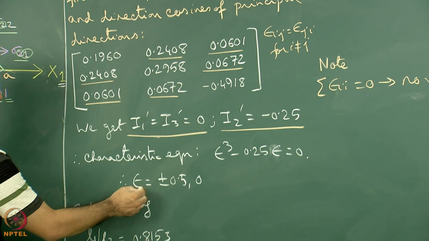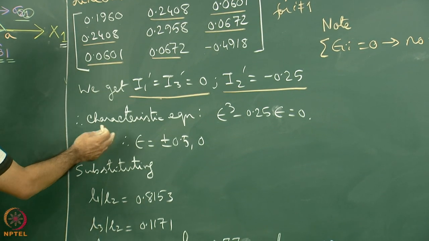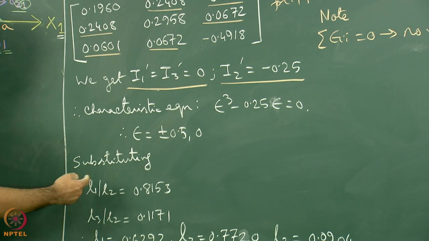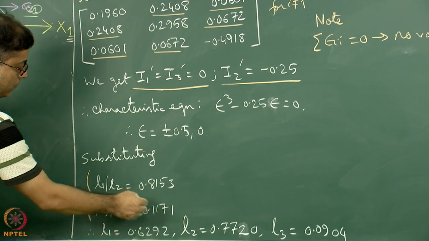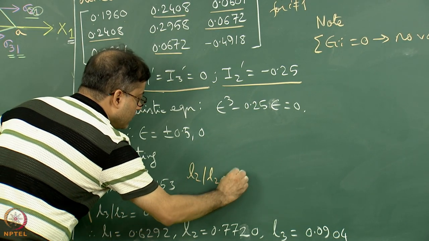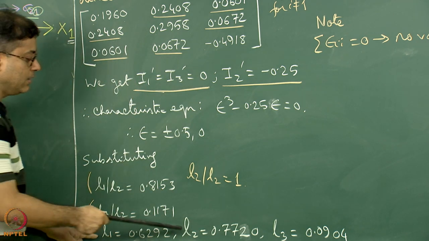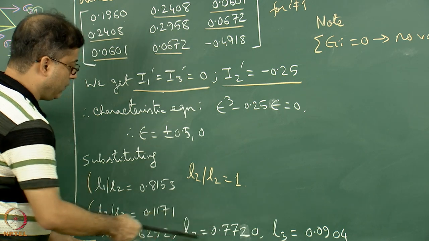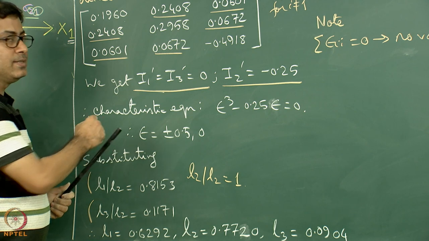Clearly, epsilon has two values, 0.5, minus 0.5 and 0. Now, if I take one of these values and substitute it in the equation, I will get L1 by L2 equal to this and L3 by L2 equal to that. Without knowing the L2 value, I can say L2 by L2 is also equal to 1. From there, we can find the L1, L2 and L3 values. L1, L2, L3 are basically the direction cosines for the principal strain.